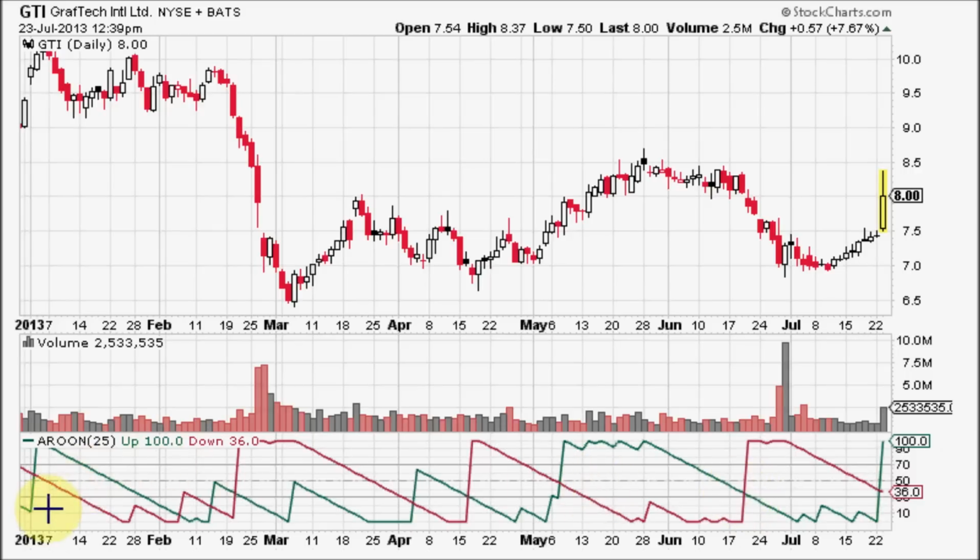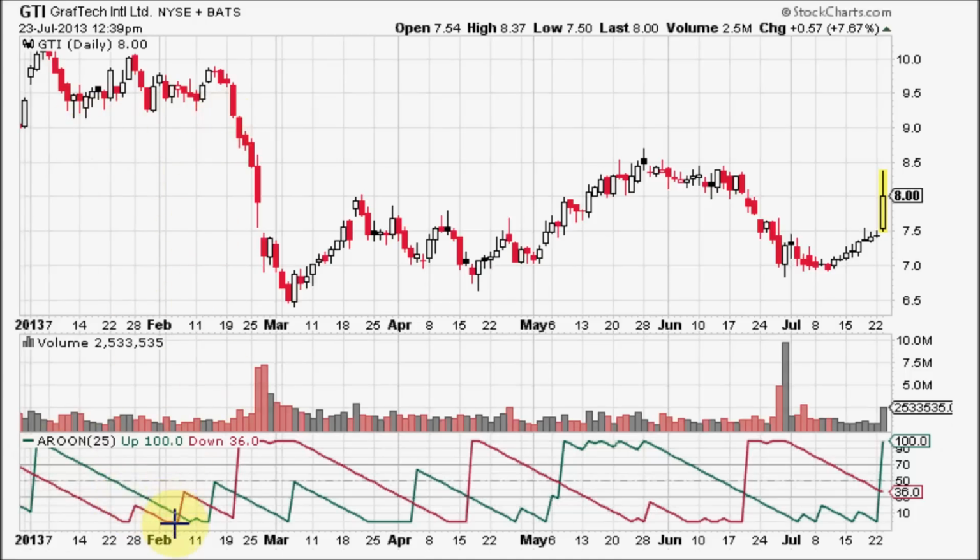Okay, so let's take a look at the beginning. Right here, Aroon up surged up, crossed up through Aroon down to the top of the line. The stock was in an uptrend. Now, when both lines are trending lower in parallel, that means it's a period of consolidation.